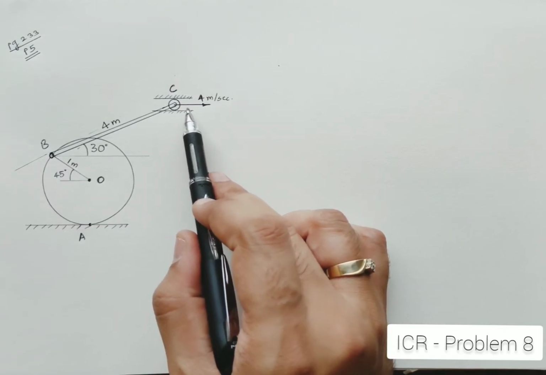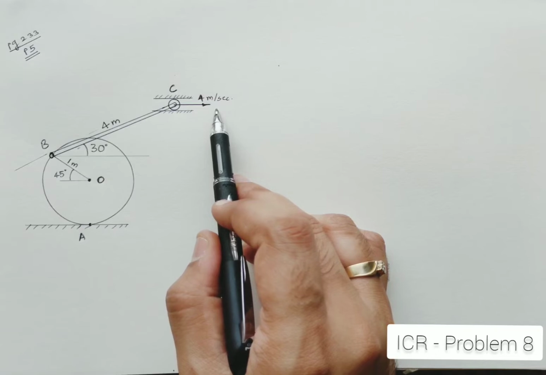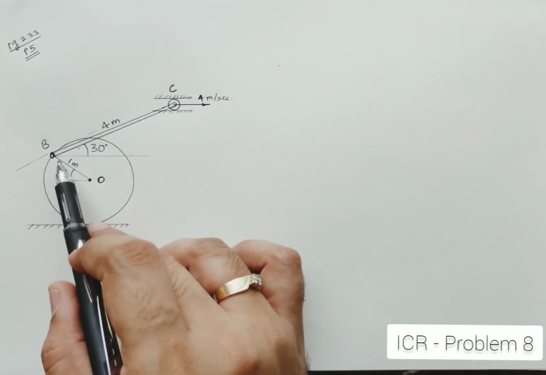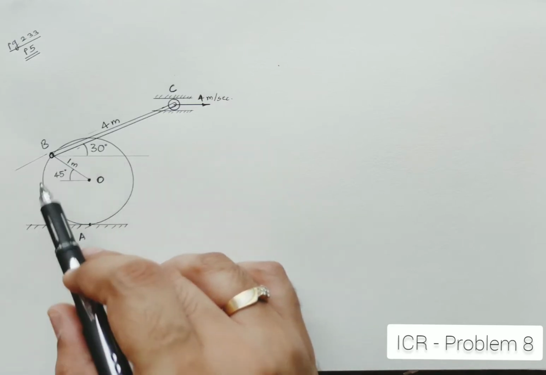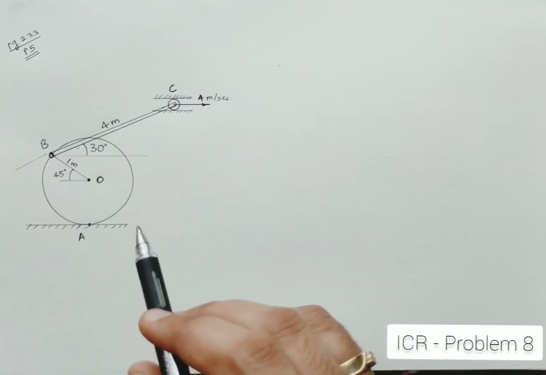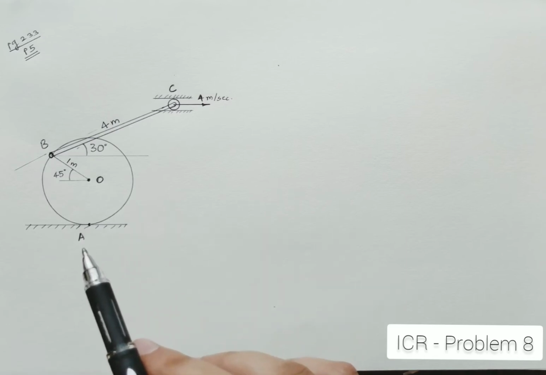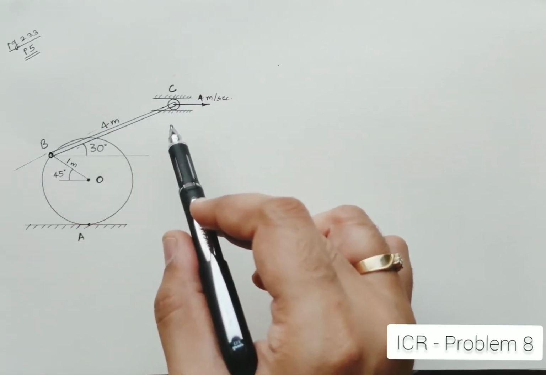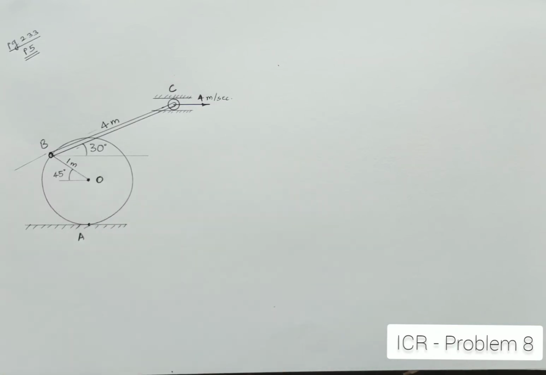The velocity of the collar being 4 meters per second. The other end B is pinned on a roller. This roller is rolling on the horizontal surface, and they want you to find out the angular velocity of the bar BC, and the angular velocity of the roller.